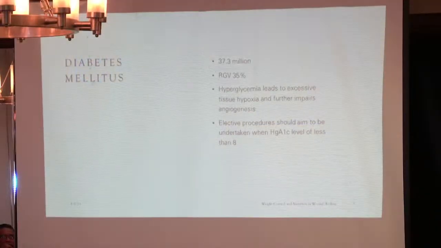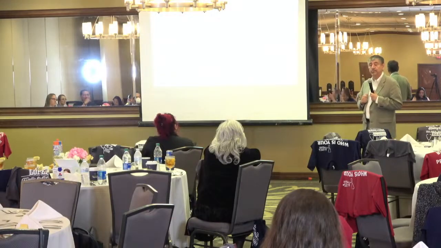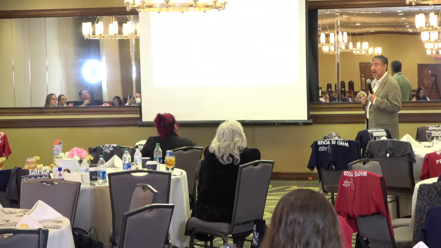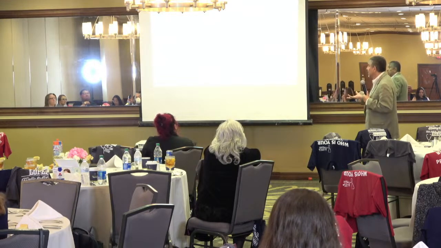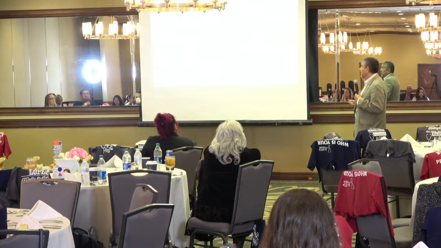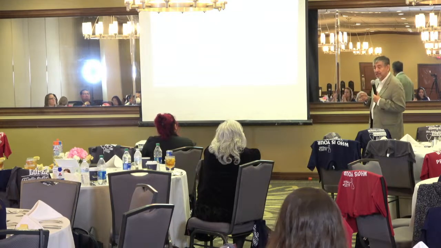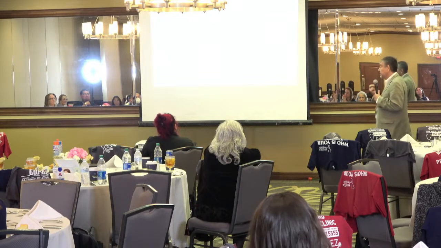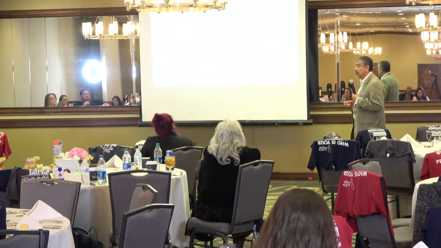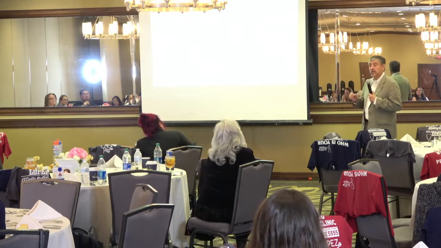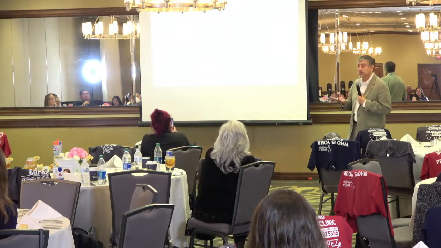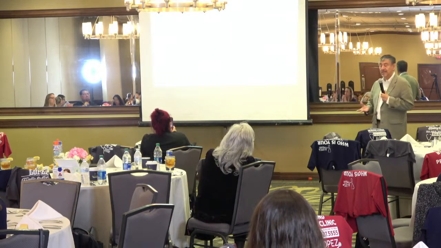So, diabetes, 37 million people have diabetes in the United States. The Rio Grande Valley, 35% of the people that we see, the adult people, are diabetic. So the high blood sugars lead to tissue hypoxia, so there's not enough oxygen to the tissue. That impairs the creation of more blood conduit. So there is no blood that gets to the tissue.